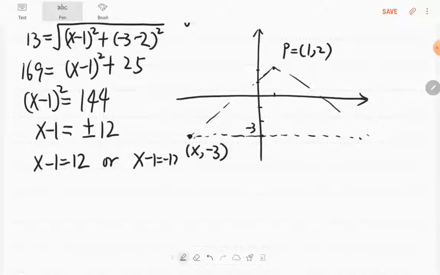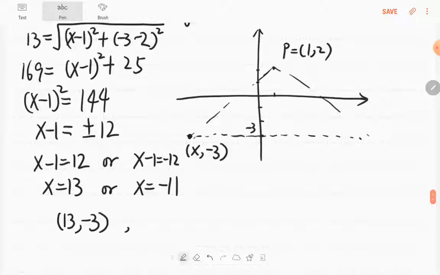For this one, x equals 13. For this one, x equals -11. So we have 2 points. One point is (13, -3). And the other one is (-11, -3). So from the graph, we know it has 2 points, right? So this is (-11, -3), and here is (13, -3).